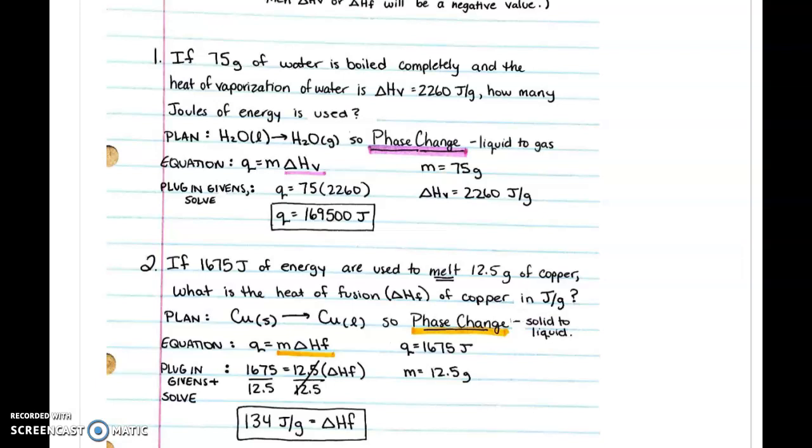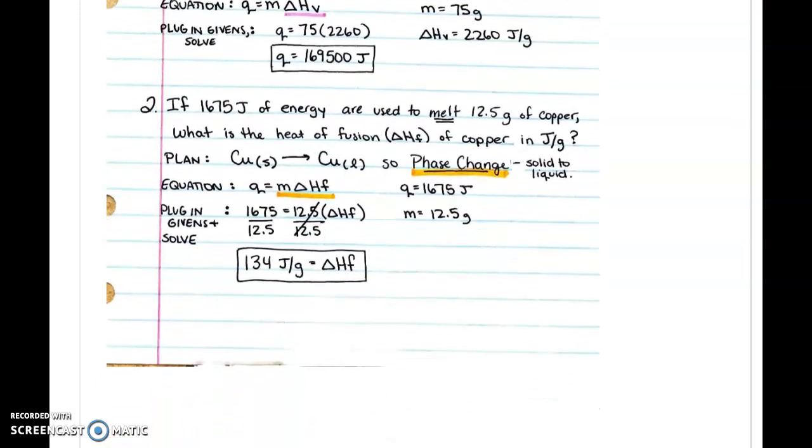these problems. So our plan is we are going from water in a liquid to water in a gas. So it's a phase change. We're using our equation Q equals M, heat of vaporization, because we are vaporizing the water. We are putting it into a gas. We're making steam. I just rewrote my givens there, our mass and our constant. We're going to plug those in, do the math, get the answer, got it boxed.